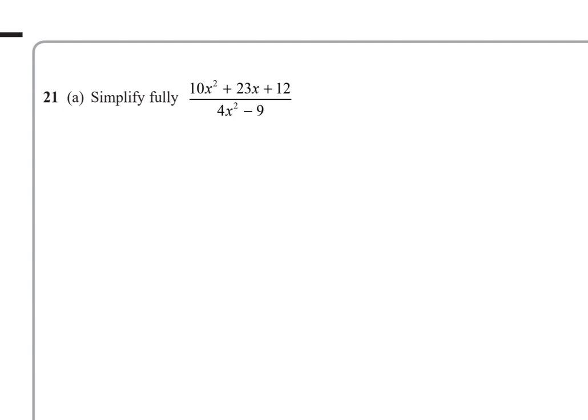21. Simplify fully. 10x squared plus 23x plus 12 over 4x squared minus 9. Factorize the numerator and factorize the denominator. For the numerator, there is no common factor, trinomial, so 2 brackets. You can use your calculator to help you to factorize. Mod 53, then 10, 23, 12.